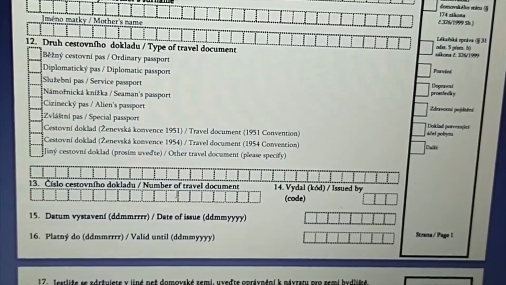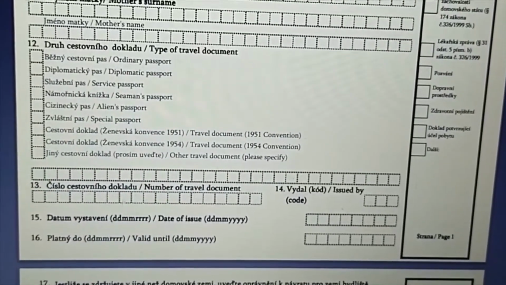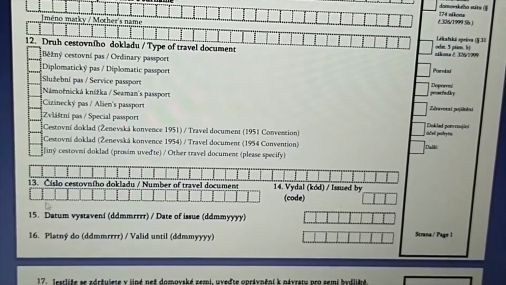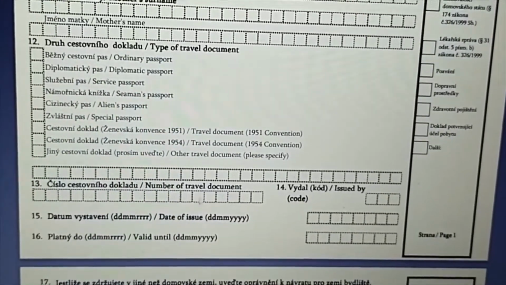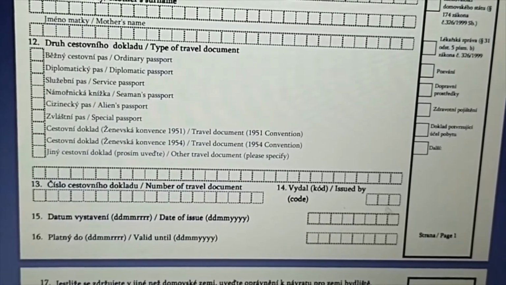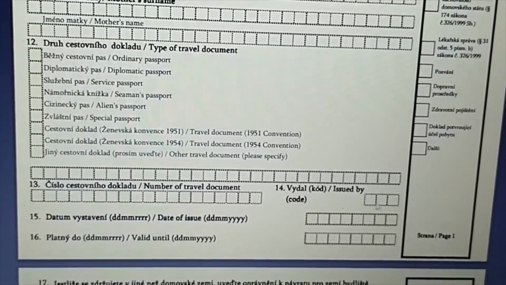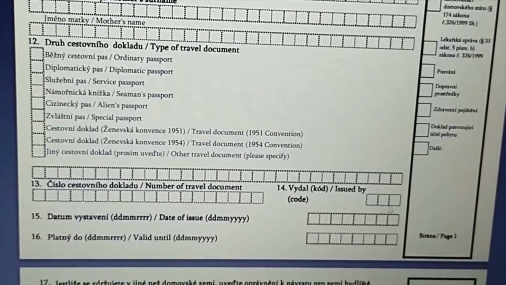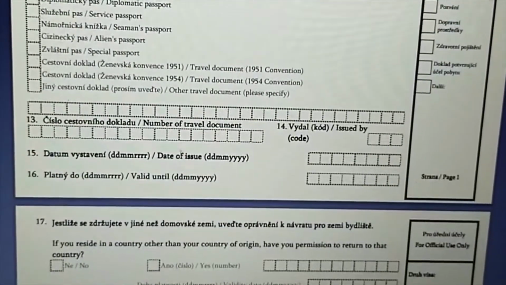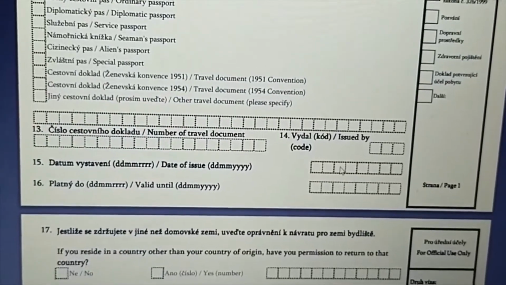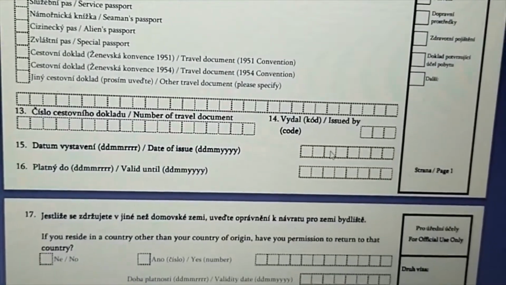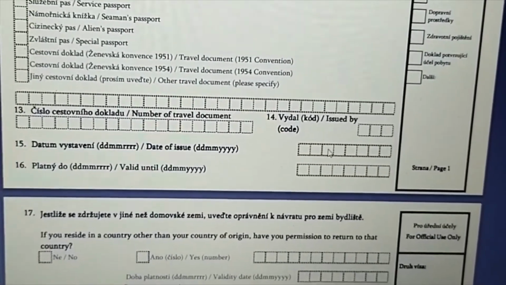And then you come here, number of travel document. That means your passport number. You indicate the number here, one number in one box, like that, okay? Issued by, which country issued it, the code again here. If it's Nigeria, you put NGA here. Date of issue, day, month, year. Make sure you check correctly. Check your passport. If you don't know, there's no guesswork.